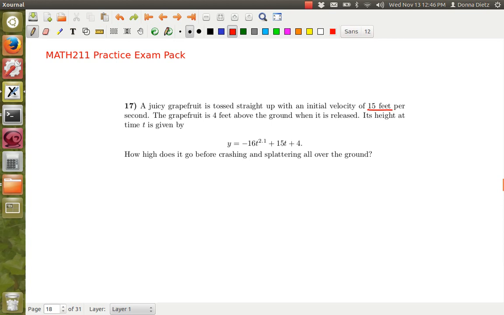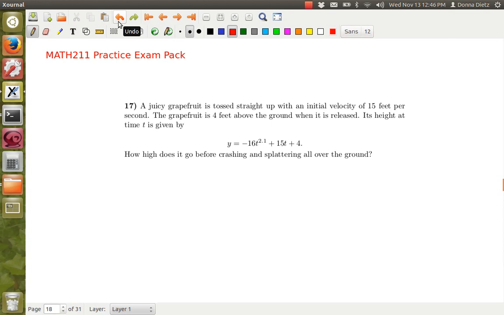This 15 feet per second is right here. You don't need to know that, but if you're a physics student, you would. And the 4 feet above ground is right here. And again, this is physics, so you don't have to take the question and convert it into a formula. The formula is given and the word problem is given.